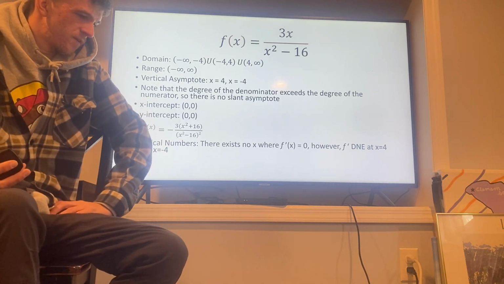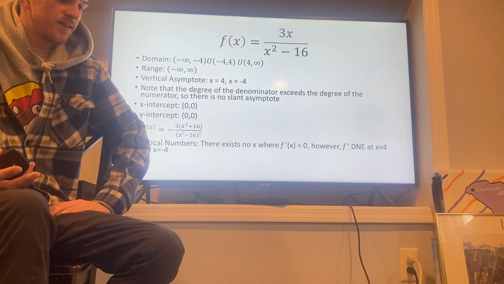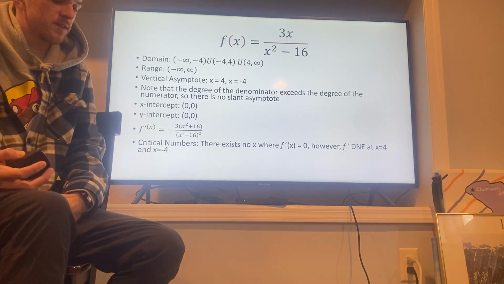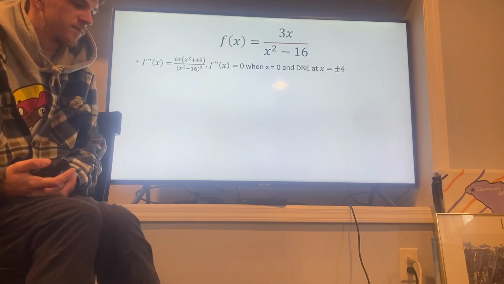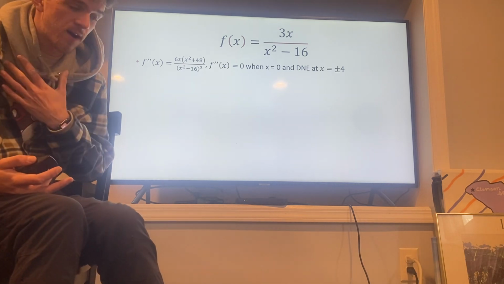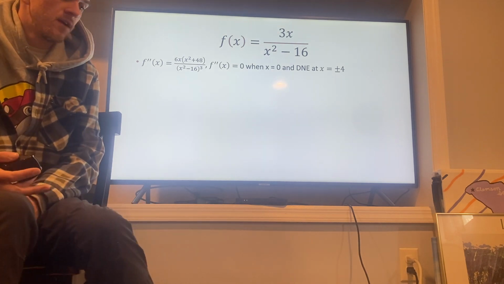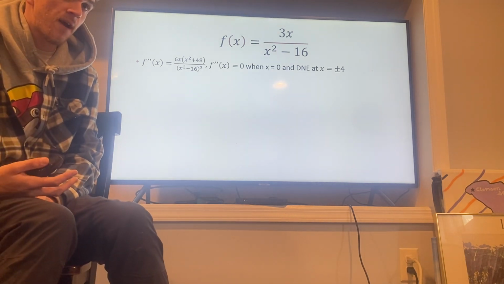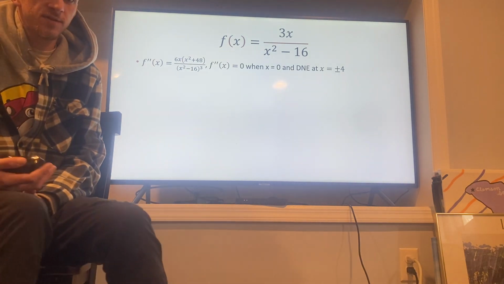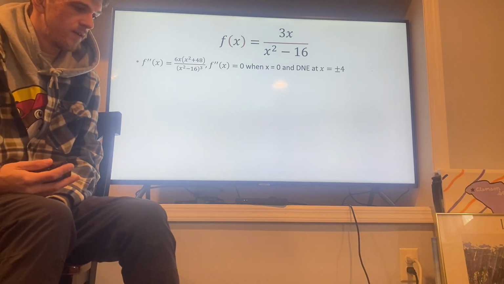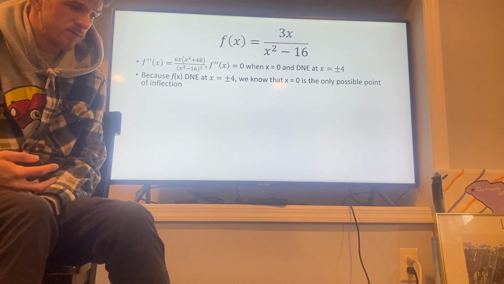We know there's no x where f prime of x is 0. However, f prime does not exist at x equals 4 and x equals negative 4, so those would be considered our critical numbers. Now we're going to find our second derivative to be 6x times x squared plus 48 over x squared minus 16 cubed. So f double prime of x equals 0 when x equals 0, and it also doesn't exist at plus or minus 4. So because f doesn't exist at plus or minus 4, we know that x equals 0 is the only possible point of inflection.